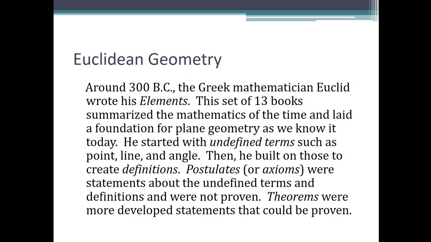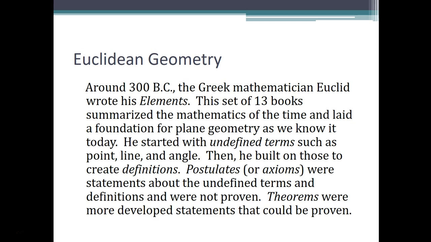He started with things called undefined terms like point, line, and angle. Just gave a term for what a point was, what a line was, what an angle was. Things that don't really exist on the earth, but you still have to have them as a foundational area to start from. Using those terms, he built on those to create definitions, things like defining what a triangle is, defining what shapes are, stuff like that.